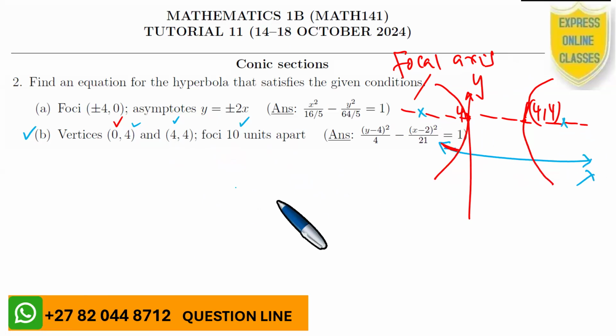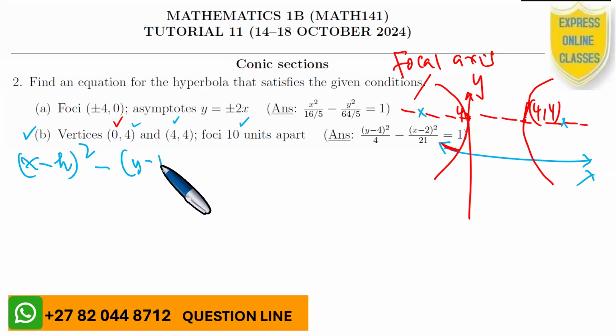Because it's sitting like this, it means that x must be coming first. So it's x minus h squared, then the y is coming second. In this case, the A is sitting below the positive. Okay, so now the question: the vertices are these, and the foci are as described. We want the center.